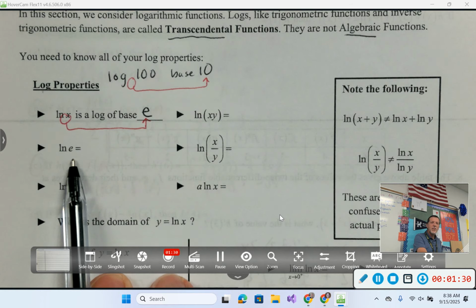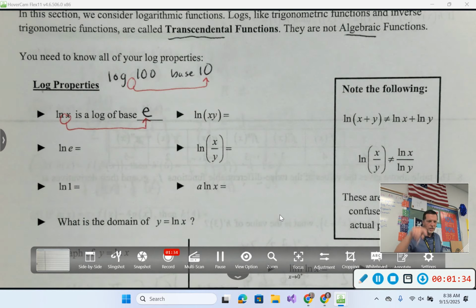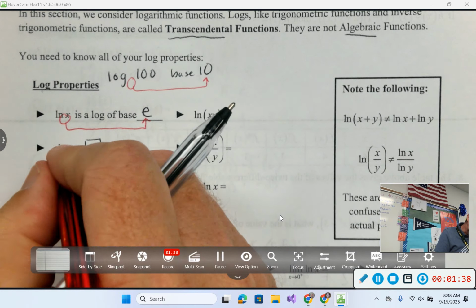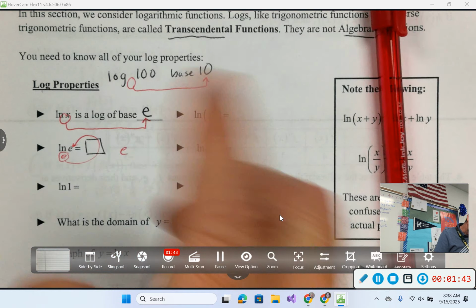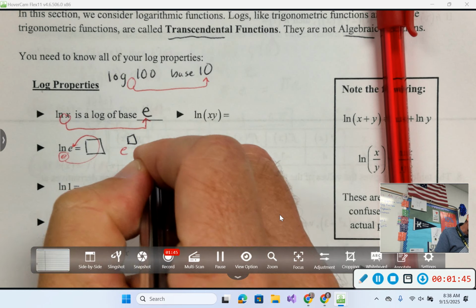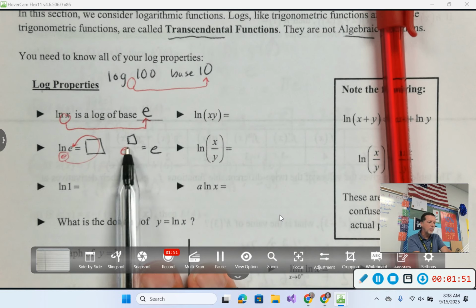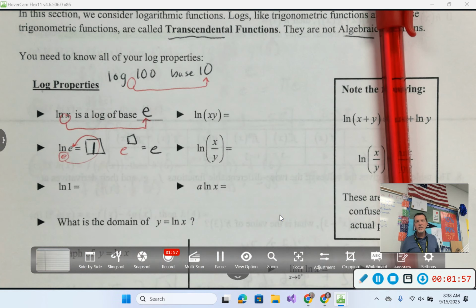Remember what the natural log of e is? Even if you don't remember, you do the little loop-de-loop thing. This means e to something, e to the something equals e. So what's that exponent have to be for this to work? 1. E to the first is e. That means the natural log of e is 1.